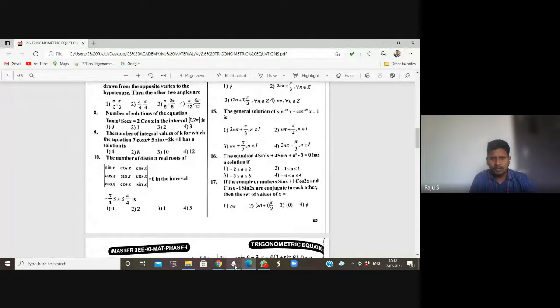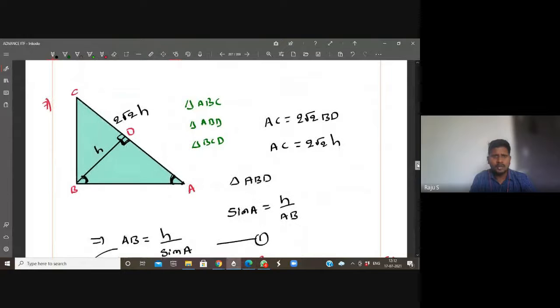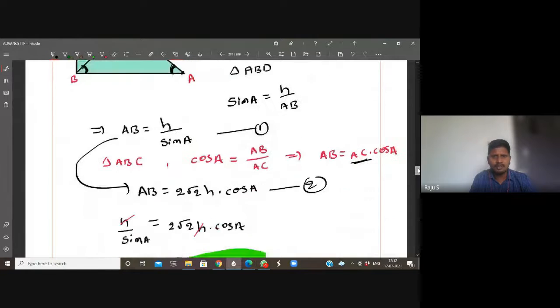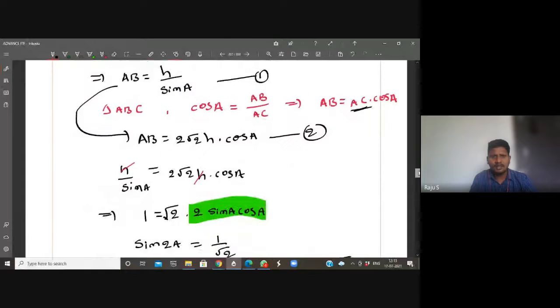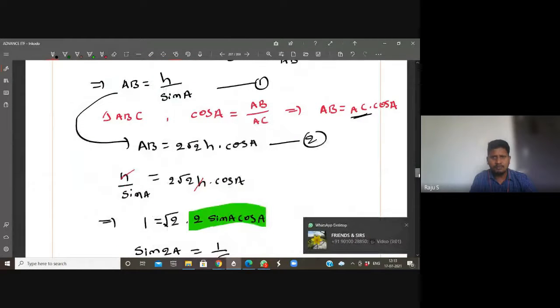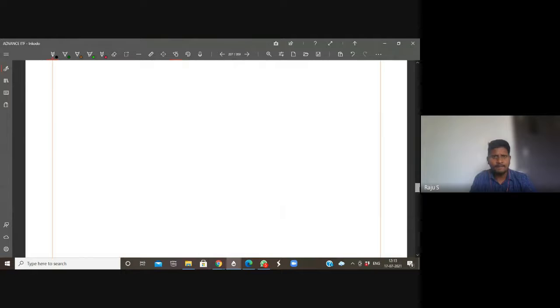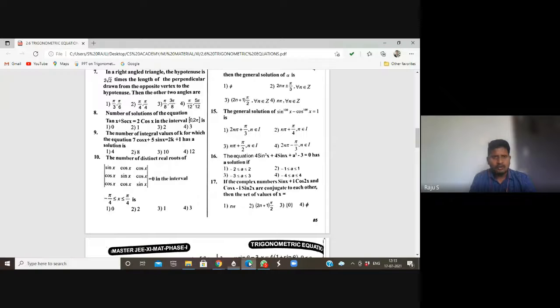Any doubt in the above one, students? I used two triangles. First, I found the AB value with the help of two right angle triangles. I equated both. Then finally, I got the A value as pi by 8. That's all. So try to understand the question.